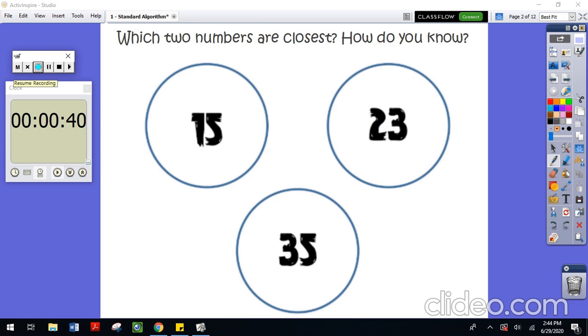We are going to start by trying to get our math brains going. So if we look at the question, it says which two numbers are closest? And then how do you know? So looking at the three numbers in the circles, which two numbers are going to be the closest, and then explain how you know. You have 40 seconds to solve this.